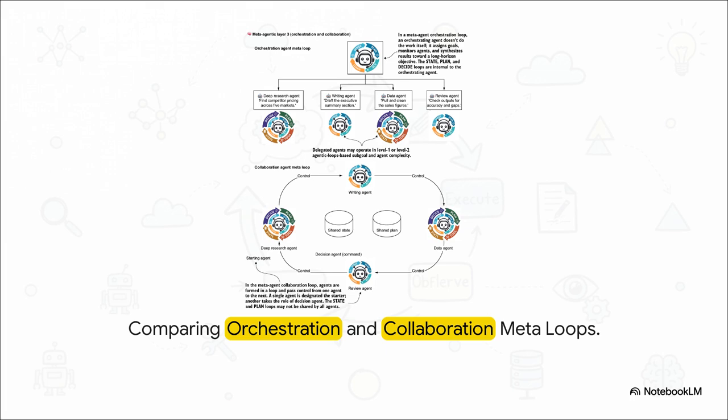But in a collaboration loop, control rotates among a pool of specialized peers who actually share those state and plan components. Think of it like they are all standing around looking at the same whiteboard. They can all see the shared state and they build on each other's work organically, contributing their own specialized skills when the time is right.